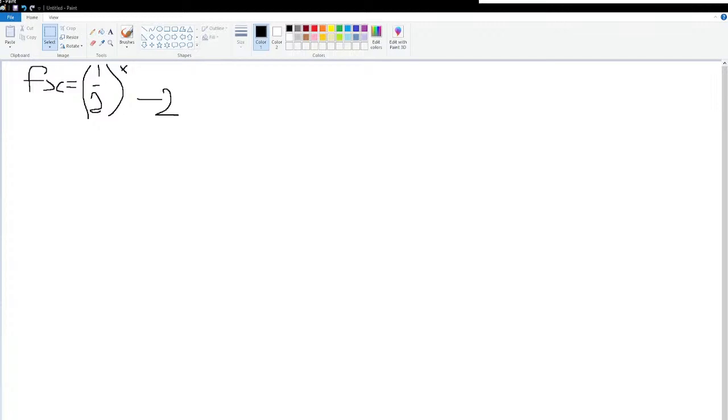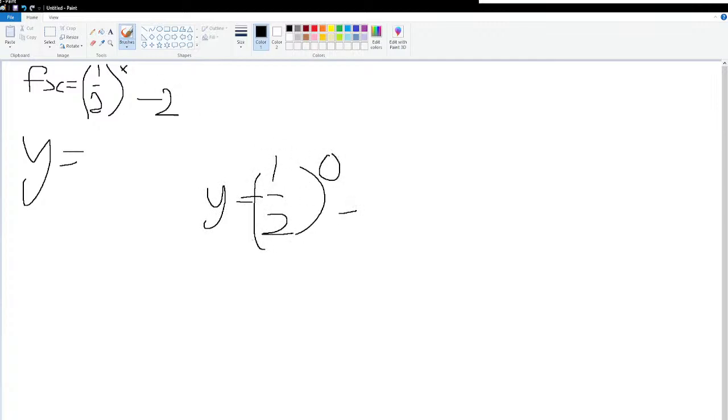Anyways. So once again, we need to find first the asymptote. But since this is an exponential function, what we're going to do is y. So to find y, we say y equals 1 over 2, we make x a 0, minus 2. And now, since I'm an idiot, once again, we've already been given the asymptote and it's this.